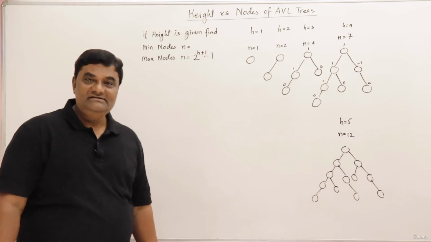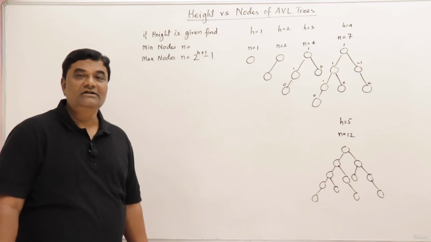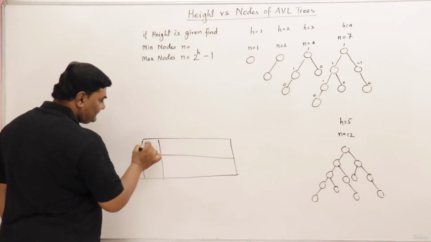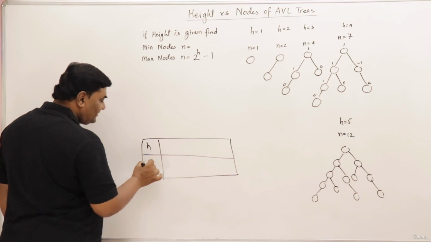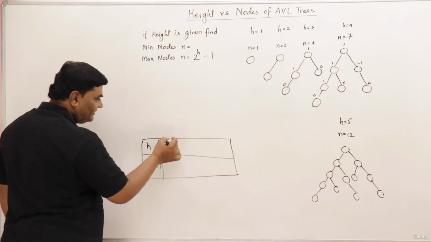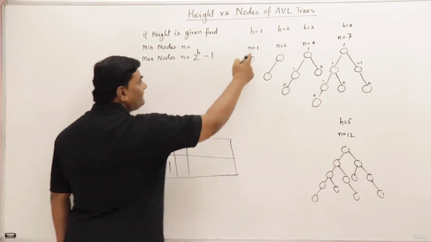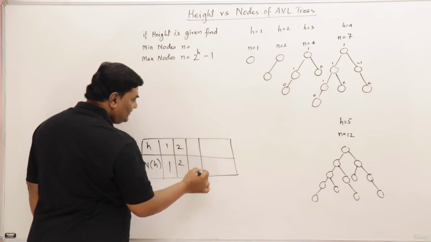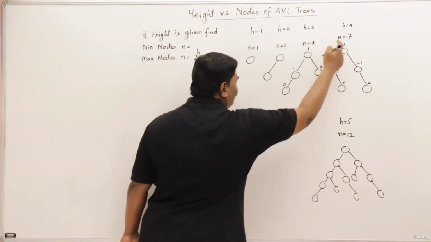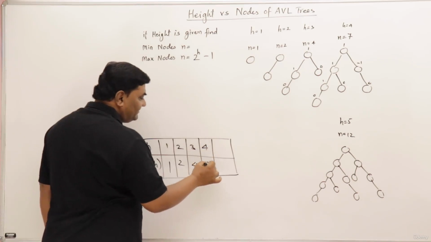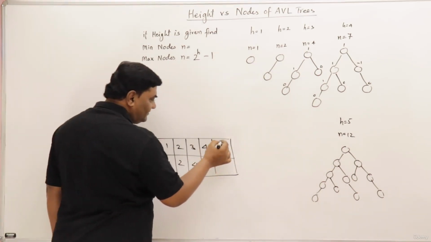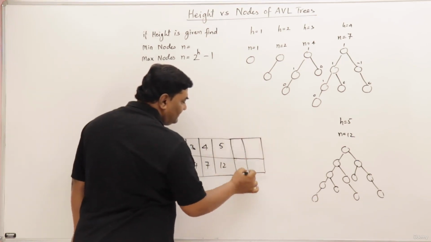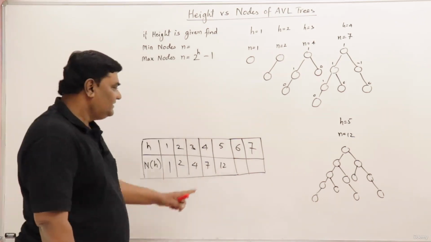Now we have enough examples for observation and to get the formula. Now I have some set of values. Let me prepare a table. If height is given, then how many nodes for a given height? Let us make it as a function. So if height is 1, 1 node; height 2, 2 nodes; height 3, 4 nodes; height 4, 7 nodes; height 5, 12 nodes. I'll extend it to 6 and 7. Tell me the answer for these.